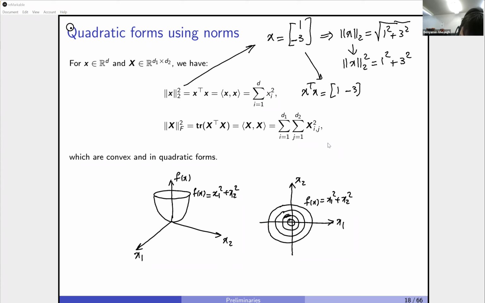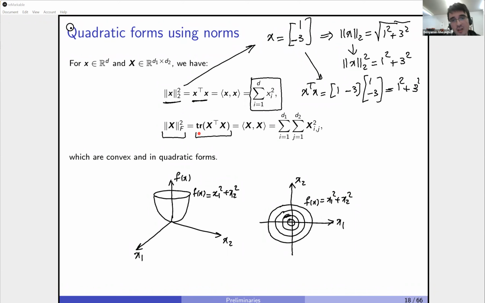This is 1, minus 3, and this is 1, minus 3. This is X transpose, and this is X. So now you multiply these two vectors or matrices: 1 squared plus 3 squared. As you see, these two are equivalent. You can write it for the general case, for d dimensions, as the summation of x1 squared plus x2 squared and so on. And when you have the Frobenius norm, you can write it in this way.